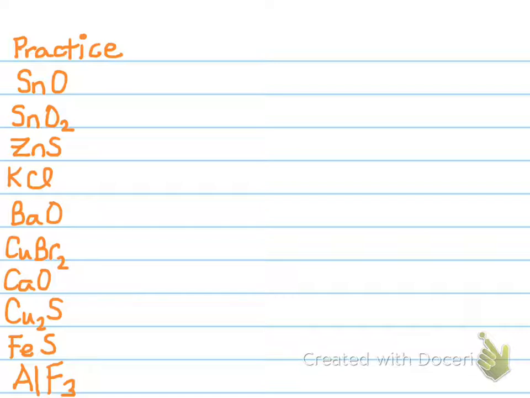So I have some practice ones for you here. Again, I'm not going to get right into correcting these in the video, but you should pause the video at this point and take your time and name these. And remember, if it's a transition metal, a short column of the periodic table, a group B element, and it has more than one possible charge, you have to name it twice.